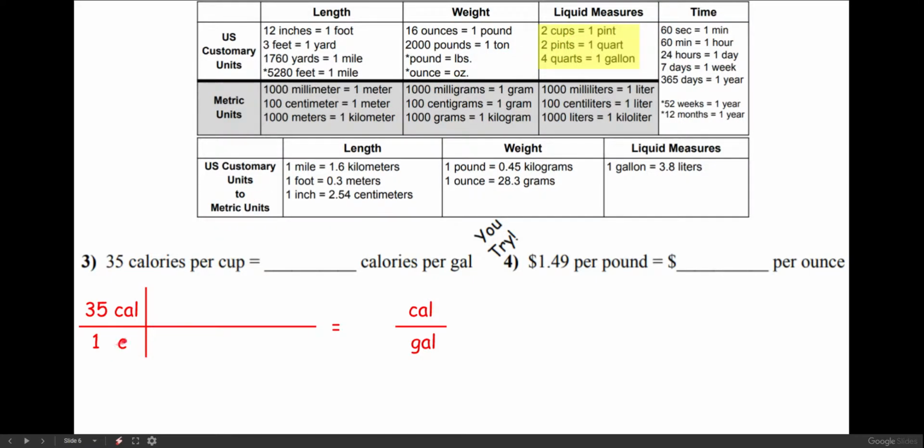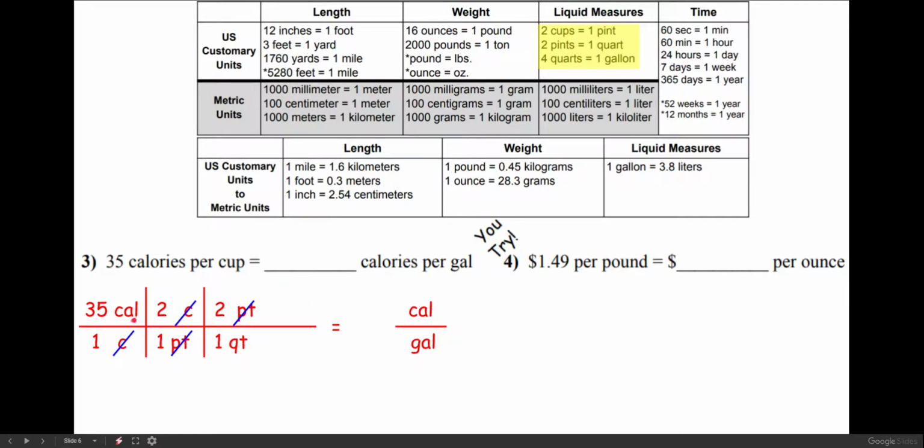So if I want to cancel out the cups and turn it into pints, I put the cups on top, pints on bottom, and write the conversion down: 2 cups for 1 pint. Now I go from pints to quarts. So do another separator. Cancel out the pints, so put it on top. Quarts go on the bottom. Cross that off. Let's write the conversion. 2 pints for 1 quart.